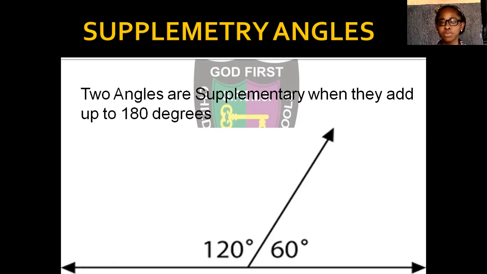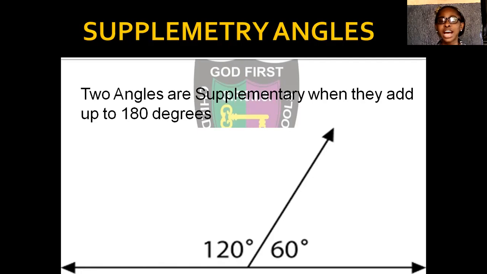We have an example of supplementary angles on our screen. 120 degrees plus 60 degrees equals 180 degrees. Another example is 140 degrees plus 40 degrees equals 180 degrees. Those are examples of supplementary angles. We have another one again: 160 degrees plus 20 degrees gives us 180 degrees, an example of supplementary angles.